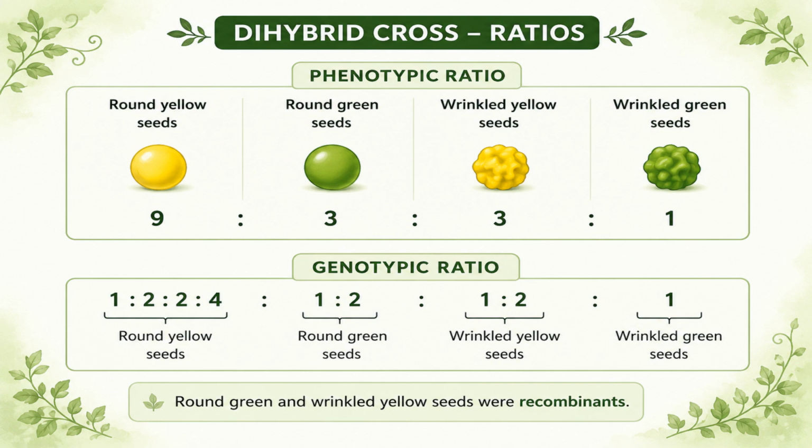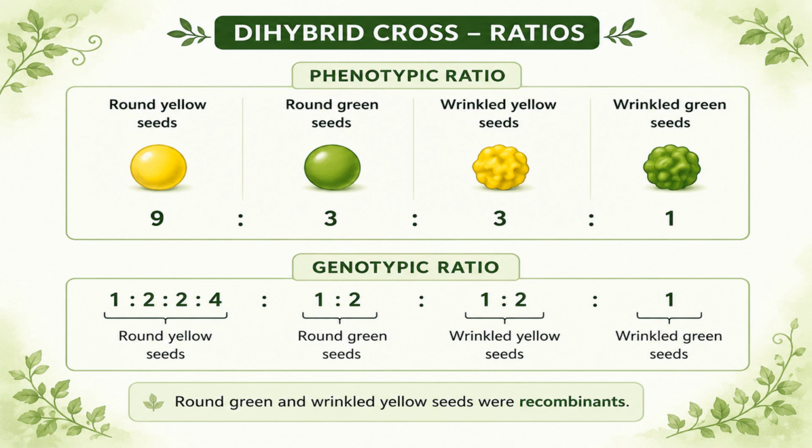This observation was extremely important because it showed that seed shape and seed color were not inherited as a single unit. Instead, the factors controlling these traits separated and combined independently. Now, let us look at the genotypic ratio shown below. The genotypes are distributed in a definite pattern that finally produces the phenotypic ratio of 9 to 3 to 3 to 1. Although the genotypic combinations are many, they collectively give rise to only 4 visible phenotypes. From these observations, Mendel concluded that different pairs of factors assort independently during gamete formation. This conclusion later became known as the law of independent assortment.